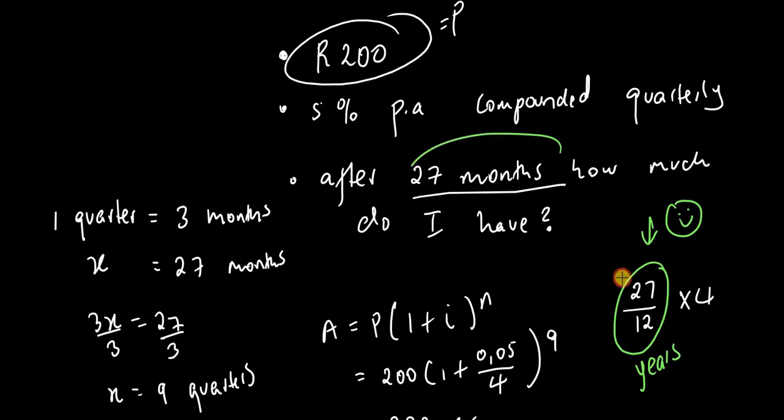Just simply take the months, divide them by 12 to get the number of years, and then multiply by 4. If I didn't give you months but I gave you years, you simply take those years and multiply by 4. I feel like that's a beautiful one, guys. So please try to use it.